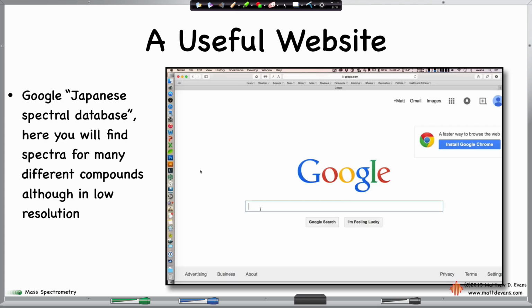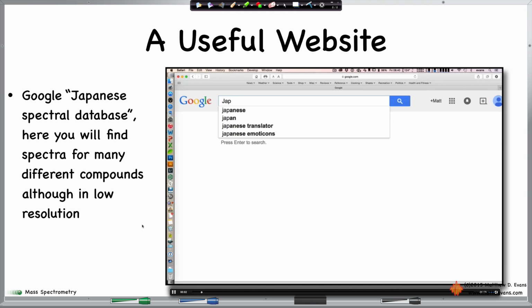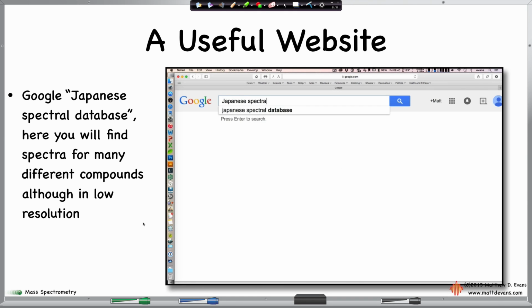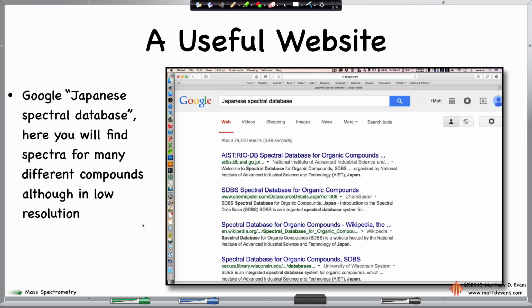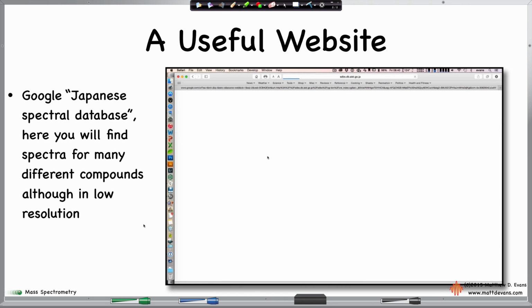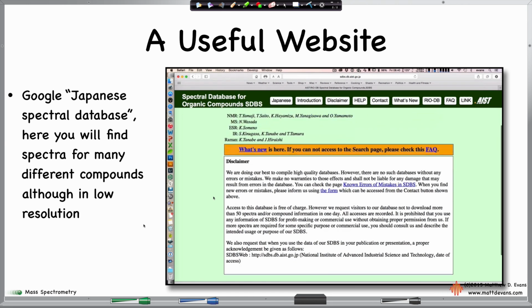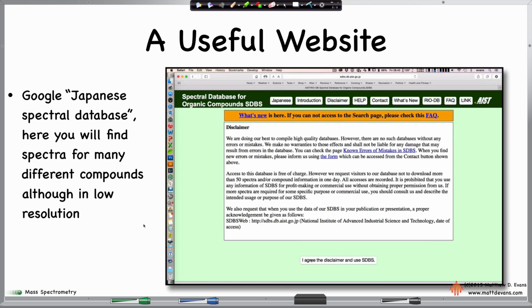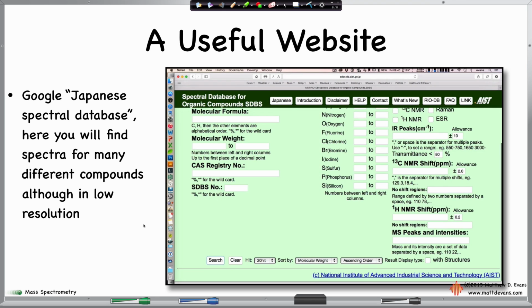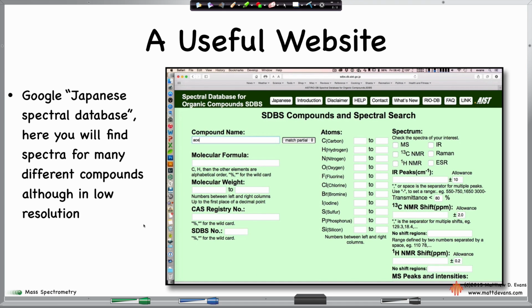All right, so I'm also going to mention at this point that there's a very useful website out there. I use this all the time for lecture. I use it for the laboratory. Let me just start this movie here real quick. The way you find it is just go to Google, type in Japanese spectral database, okay, and the top hit, as you see, is going to be the right link. This is a website coming out of Japan. You need to scroll down a little bit, agree to the disclaimer, and then you're going to see a search box eventually. What you're going to do is put in the compound name, or you can put in a molecular formula, or you can put in a range of molecular weight.